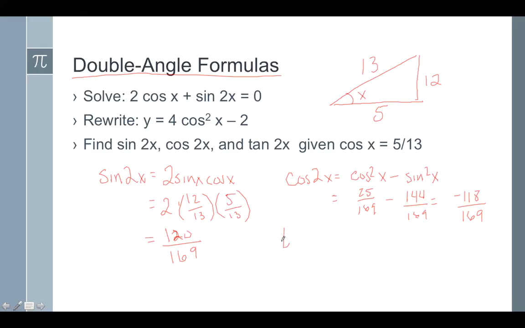And then if I wanted to do tangent of 2x, it's not really cheating, just using a different identity. Tangent of 2x is just going to be the sine of 2x over the cosine of 2x. And that's going to be 120 over 169 divided by 118 over 169, which gets to be 120 over negative 118. And that's actually it. That's all you need to do for that problem.